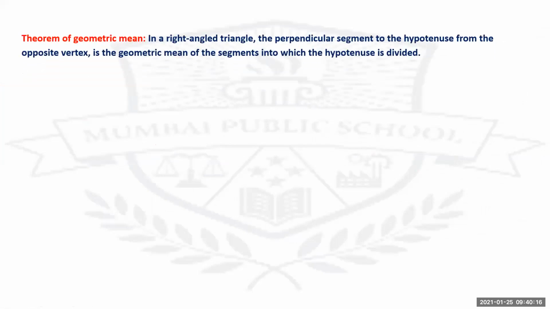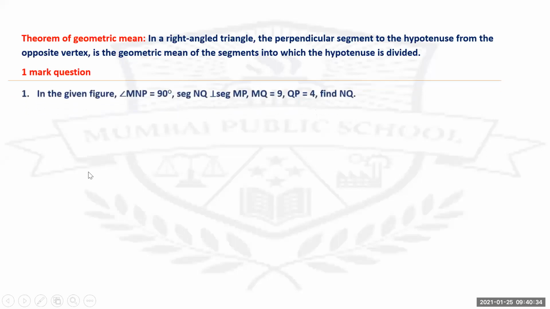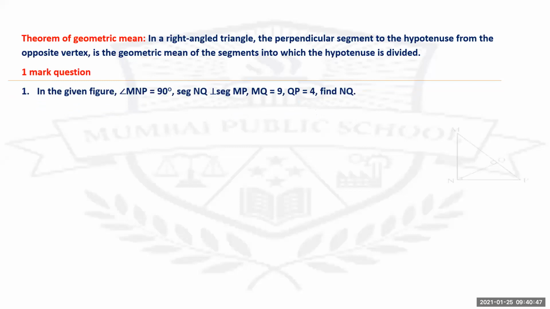Now the next concept is regarding the geometric mean. In a right angled triangle, the perpendicular segment to the hypotenuse from the opposite vertex is the geometric mean of the segments into which the hypotenuse is divided. Check, 1 mark question. In the given figure, angle MNP equals 90, segment NQ perpendicular to segment MP, MQ equals 9, QP equals 4. You have to find NQ.